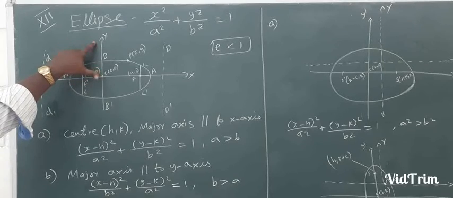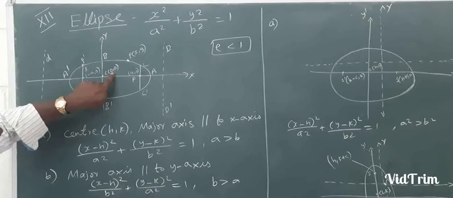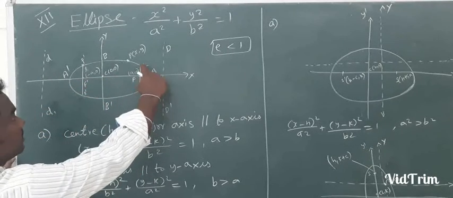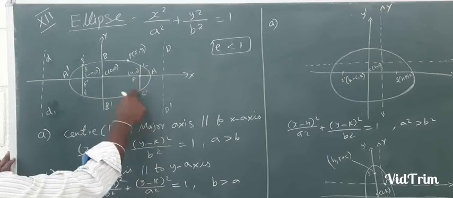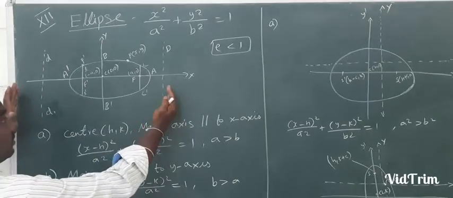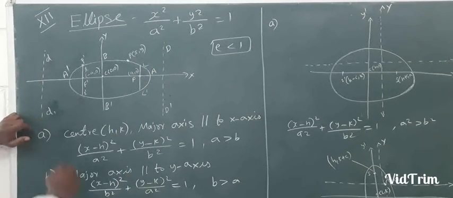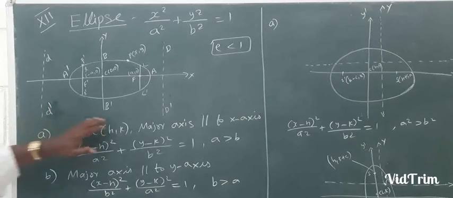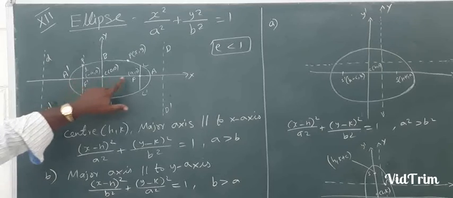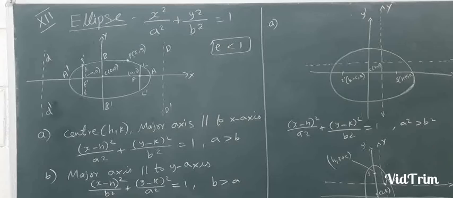Look at the picture, that is the ellipse. I draw the picture on the x and y axes, with center (0, 0). We have two latus rectum, L and L dash, and two directrices, d and d dash. So we have two directrices, two latus rectum, one center and two foci: F at (a, 0) and F dash at (minus a, 0).